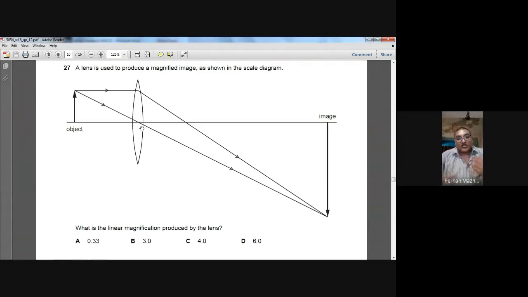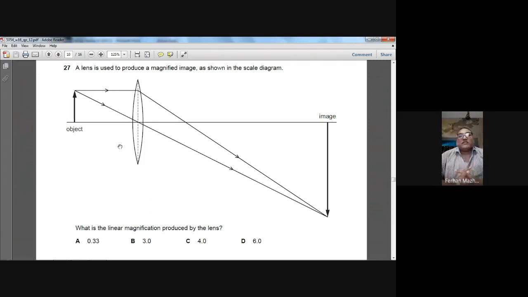Because you will have a hard copy of the paper in front of you, take a scale and measure the height of this image. Measure the height of the image and divide it by the height of the object. Measure the height of the object also. Height of the image divided by height of the object gives the linear magnification. The other method is to measure the distance of the image from the optical center of the lens and divide it by the distance of the object from the optical center of the lens. In this way, you can also find the linear magnification.